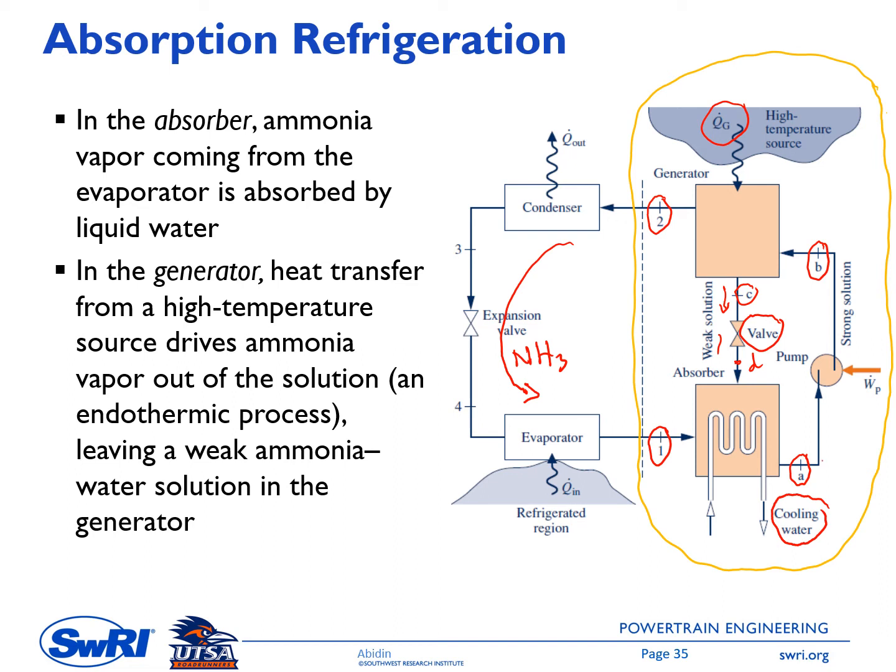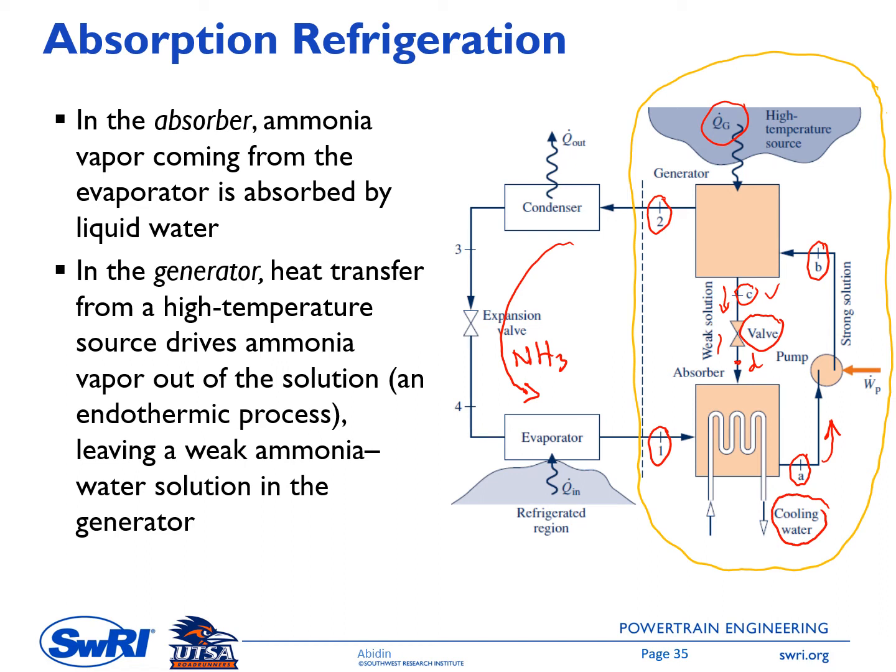On this line we have a strong solution. It means the water solution contains a high concentration of ammonia, and then entering the generator there will be a separation between the water solution and the ammonia. So at point 2 here we have almost 100% ammonia, and then at point C here we have less concentration of ammonia inside the water solution.